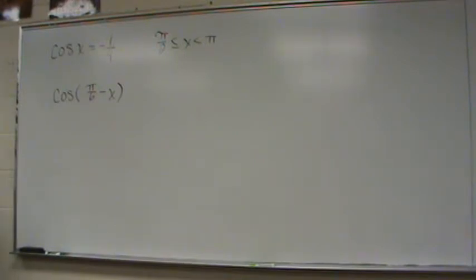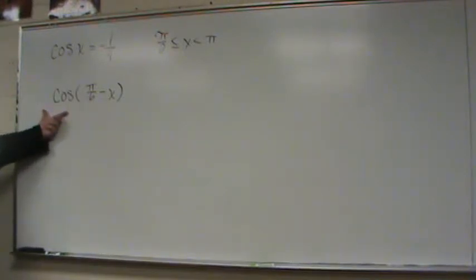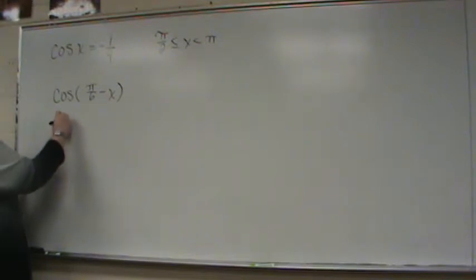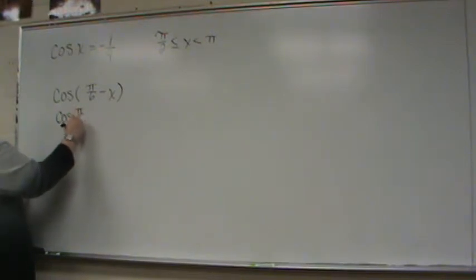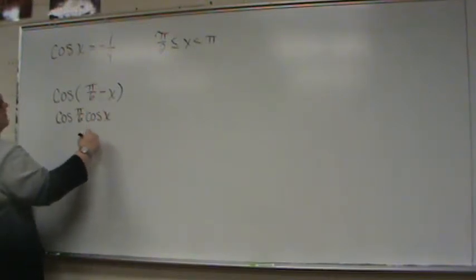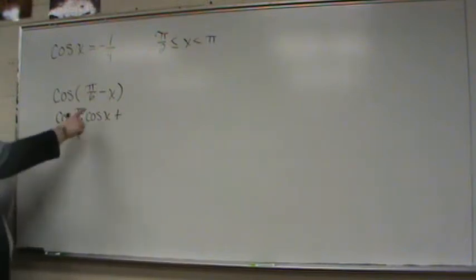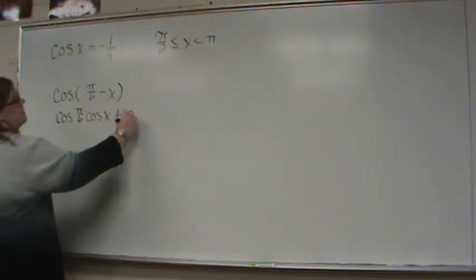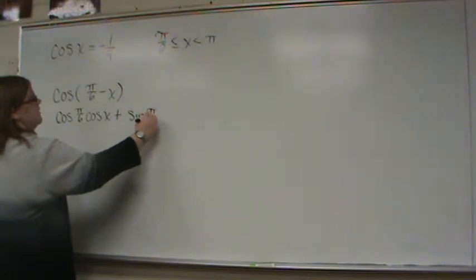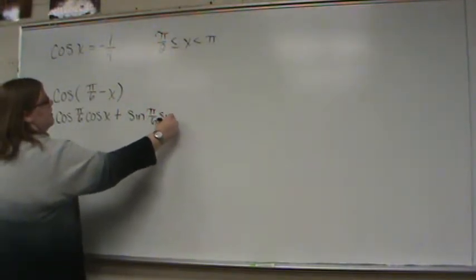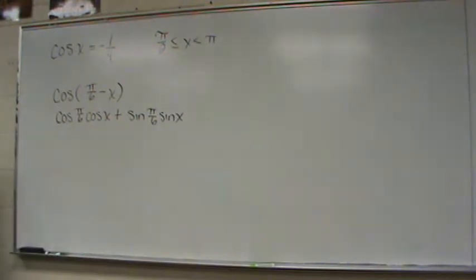So we're given 3 pieces of information that we have to use. So let's rewrite this using our identities first. So this is the cosine subtraction identity. So that tells us cosine of our first angle times cosine of our second angle plus, remember that the signs are switched, sine of our first angle times sine of our second angle. So that's what we're going to have to solve, is that equation.